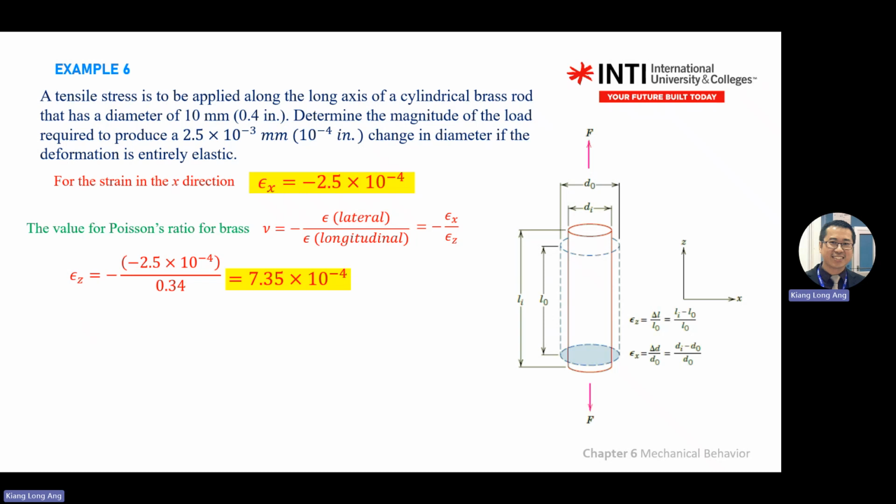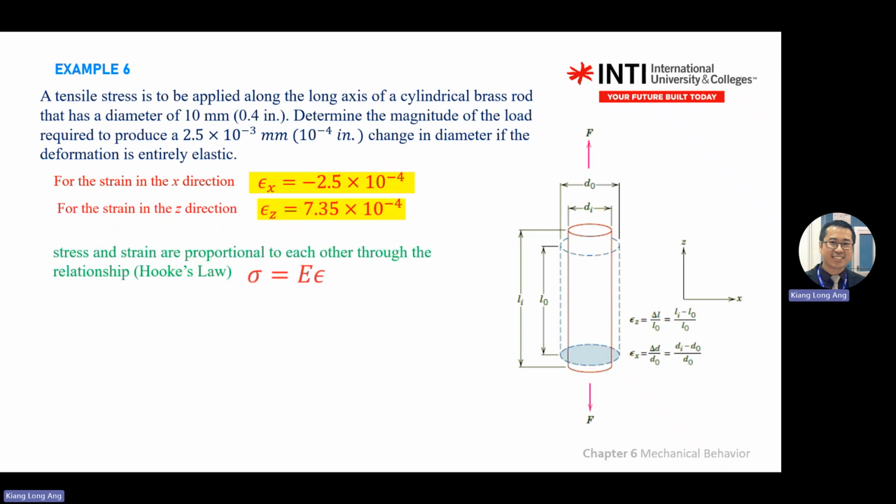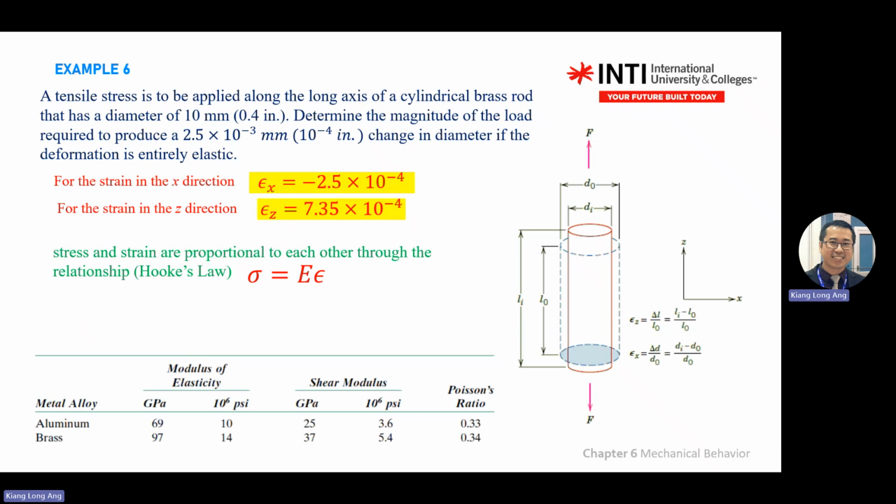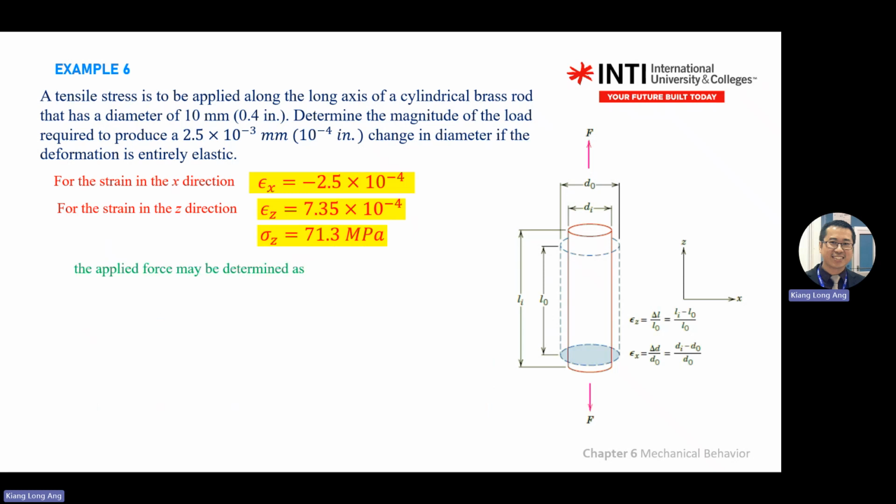Then recall the definition of your longitudinal strain. You have strain in x and strain in z, and you call out Hooke's law, which involves E. Put out Hooke's law and then refer to the table again. Substitute, and you get the value of the stress. You can also apply another method, which is stress equals force divided by area.